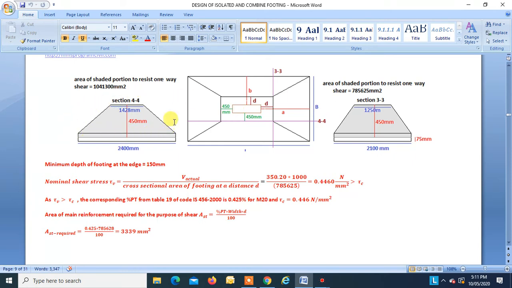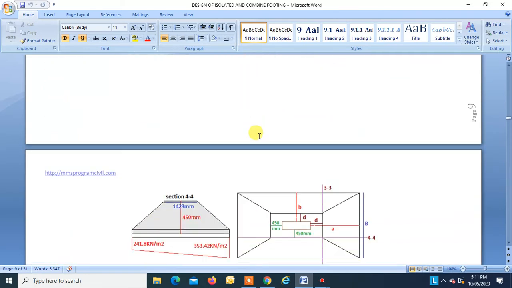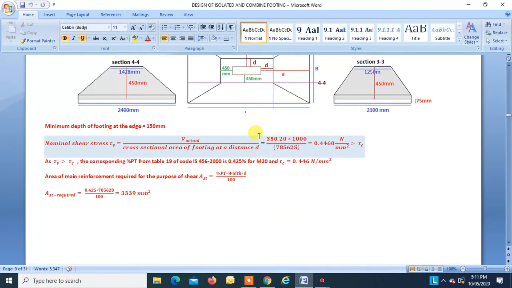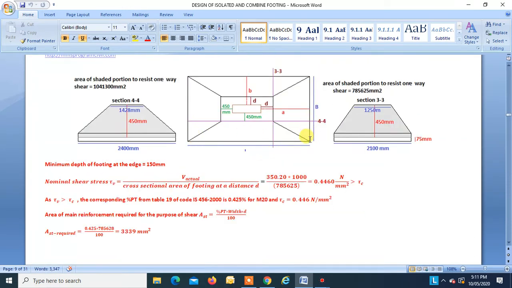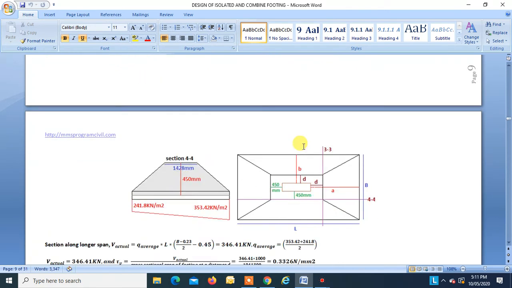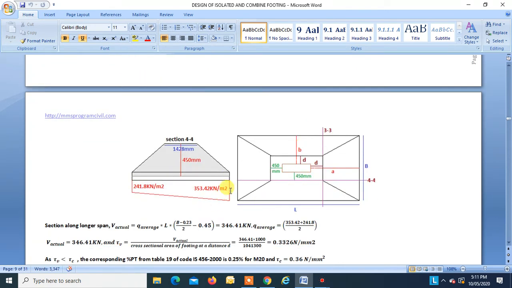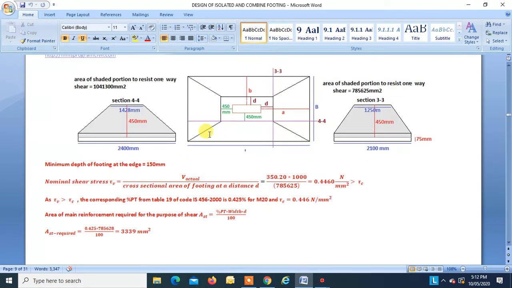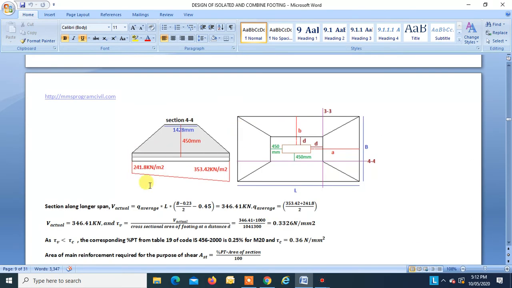The area of this shaded portion is found to be 1041300 mm square. Now let us check one-way shear at this section. Over here, the shear stress is 353.42, and 241.8 is the stress acting over here, right? So we can take the average of this. The average of this is this plus this divided by 2, that is 297.61, right?